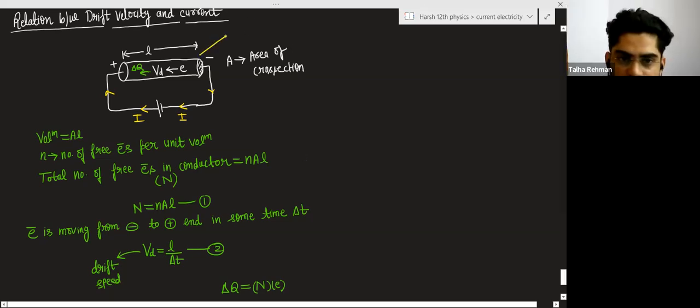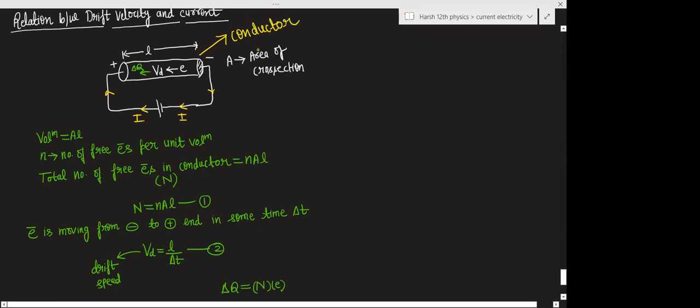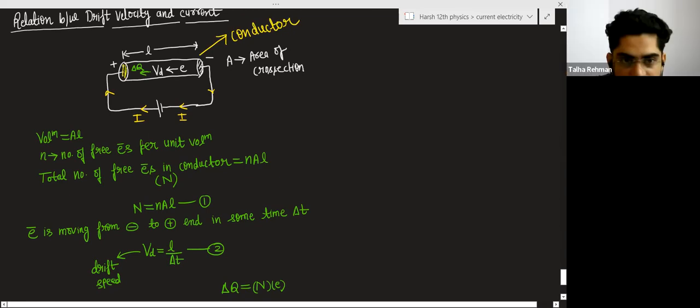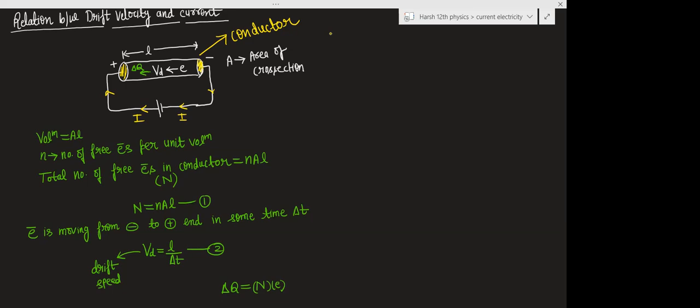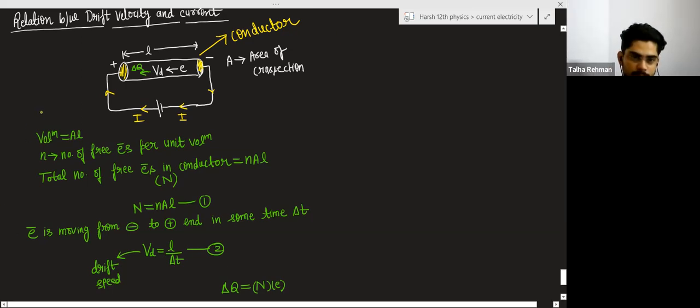This is the conductor. This is the area of cross section, and this area of cross section is the same throughout the conductor, because this is a cylindrical conductor. This is the volume of this conductor. And n is the number of free electrons per unit volume of the conductor.